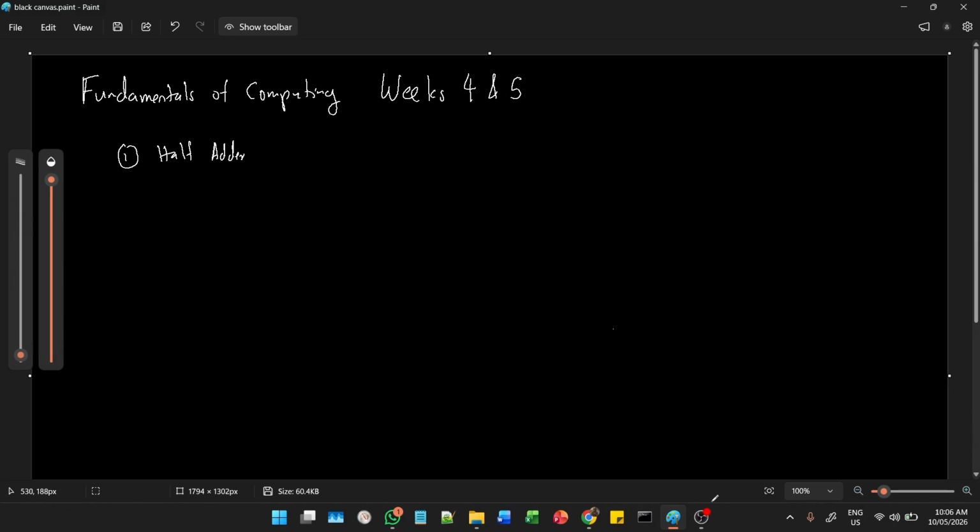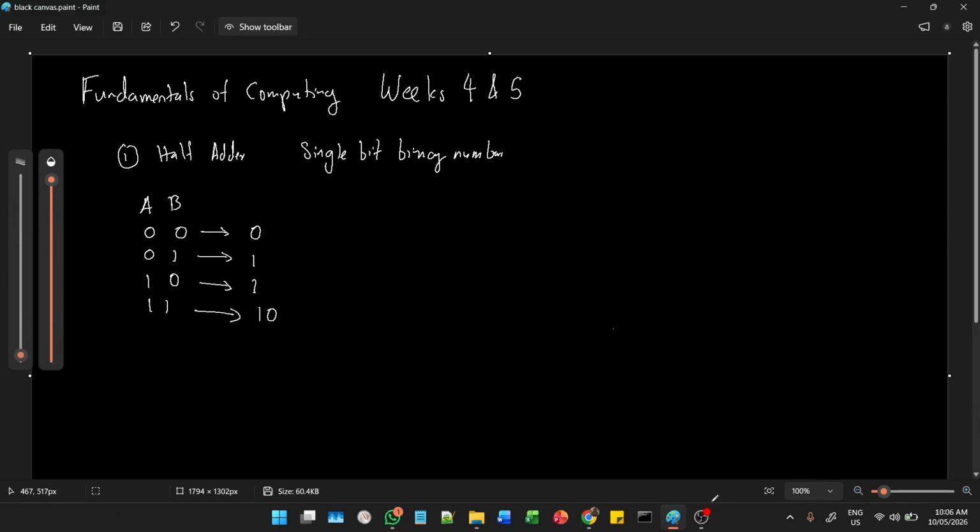Well, the half adder is used to add single bit binary numbers. So you can only add two numbers here. So two binary numbers. Let's say you have A and B. What are the combinations that you can have? You can have 0, 0, 0, 1, 1, 0, and 1, 1. If you add 0 and 0, you get a 0. If you add 0 and 1, you get a 1. 1 and 0, still a 1. But if you add 1 and 1, you're supposed to get a 10.